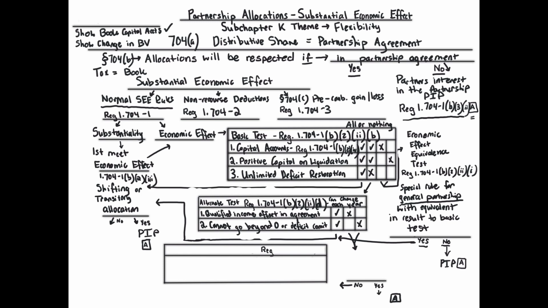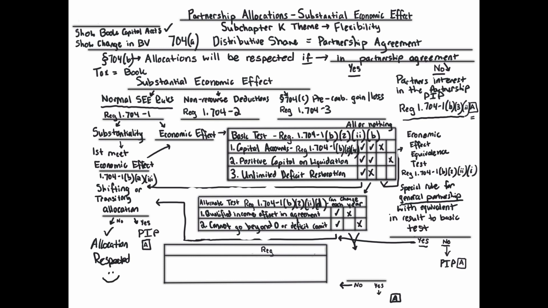But if we don't have a shifting or transitory allocation, then it does have substantiality, and then the allocation will be respected. And that's when we're happy because, again, we're talking about certainty. So allocation will be respected. Put a little smiley face there.